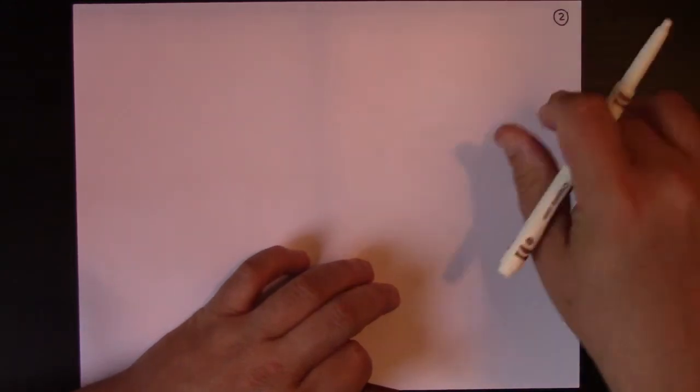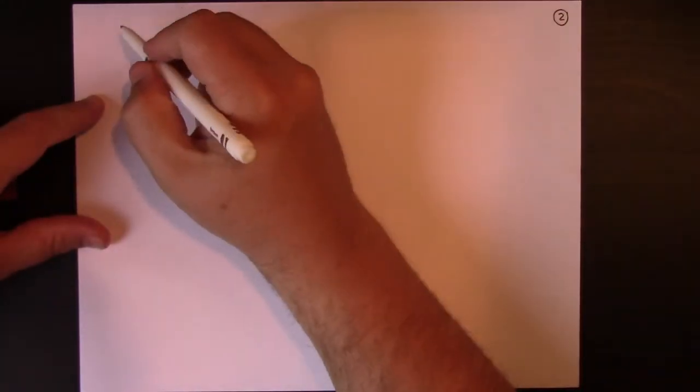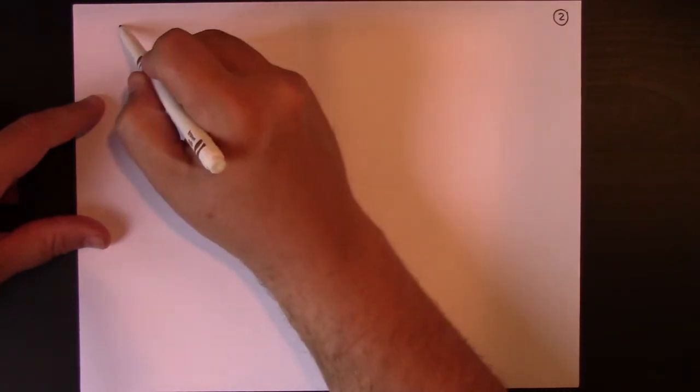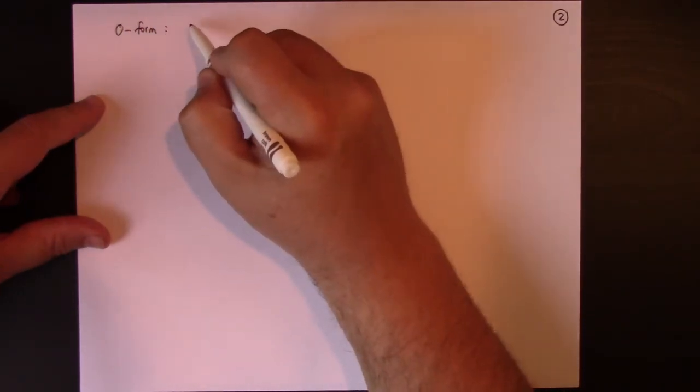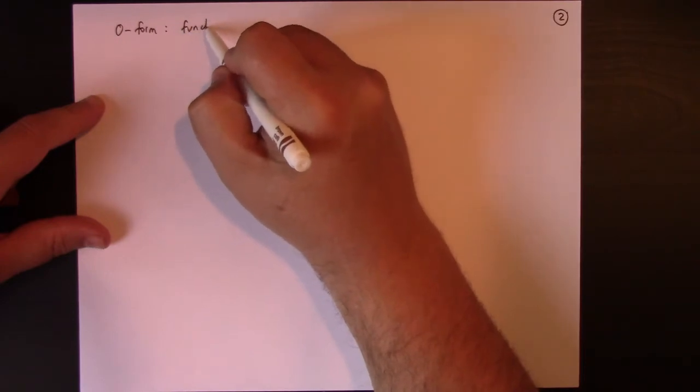Anyway, so 2. Let's just get some terminology down here. A 0 form is just a function.